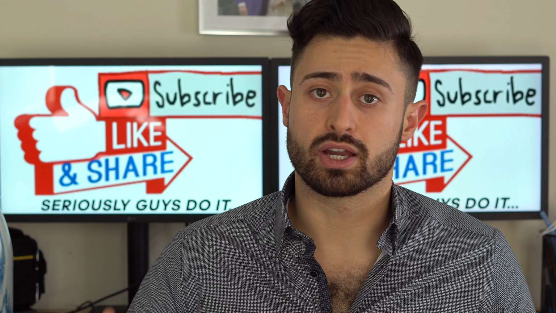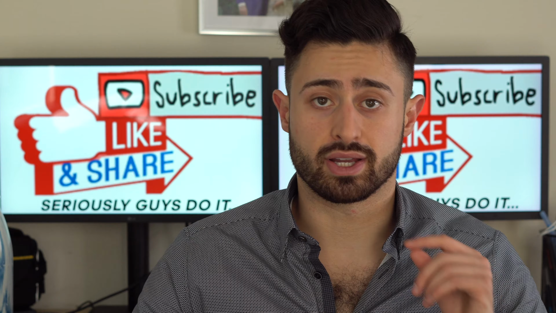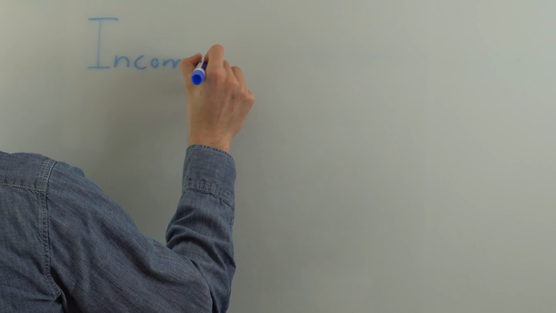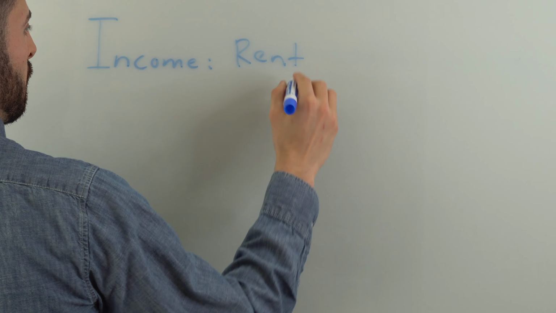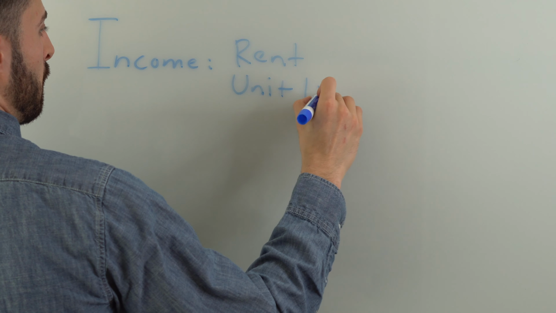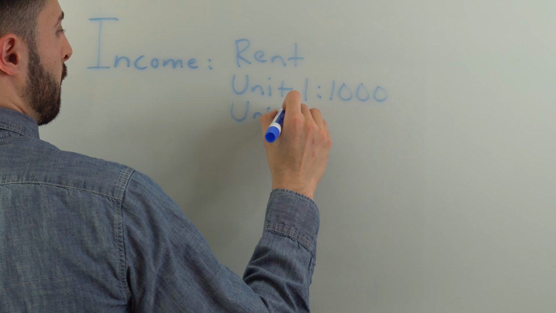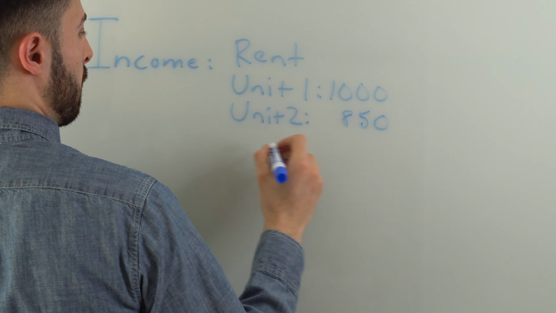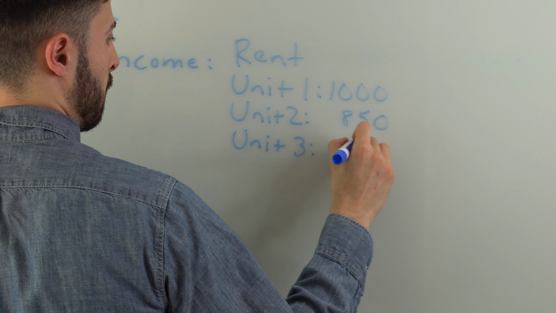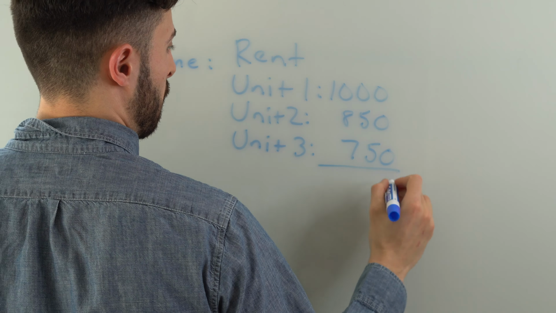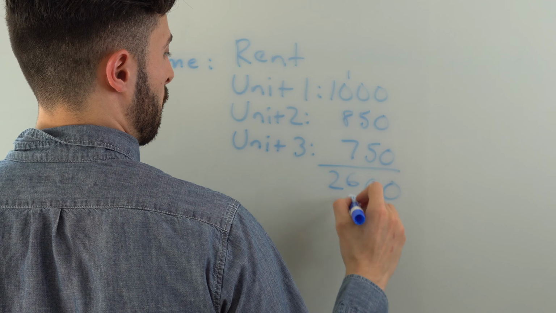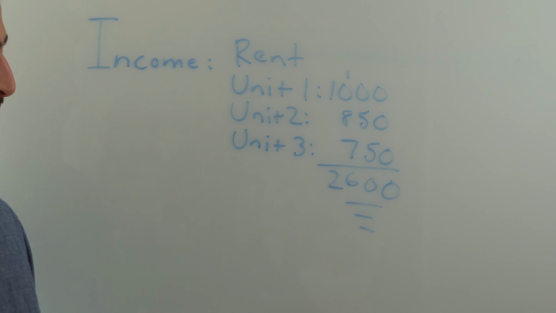And the rental income comes from 3 units because it's a triplex. So unit 1 gives me $1,000 a month in rent. Unit 2 gives me $850 a month in rent. And unit 3 gives me $750 a month in rent. So if you add all 3 of those together, you get $2,600 a month in rent. That is our income number for monthly cash flow.